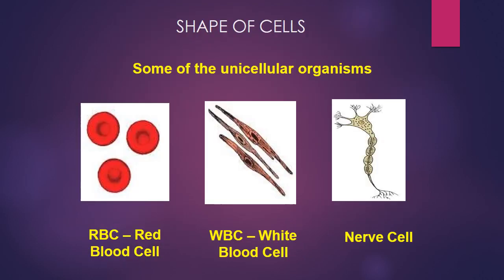Here you can see different types of cells having different structures. There are some spindle-shaped cells, the WBC, RBC, and the nerve cells.